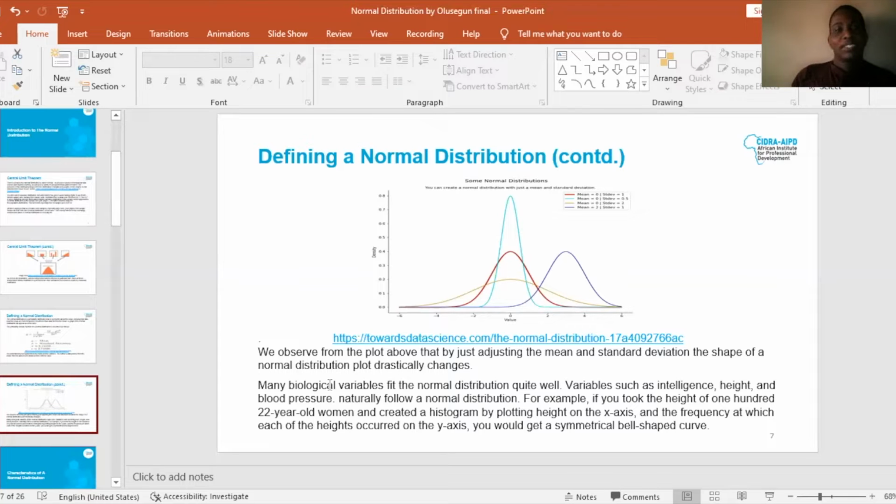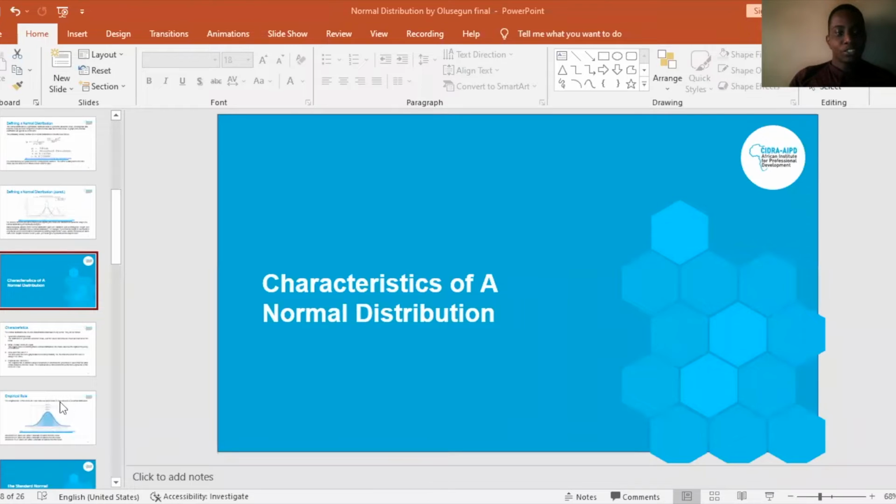So here we've properly defined what a normal distribution looks like and the parameters that fully describe it. With the normal distribution now clearly defined, we go on to discuss characteristics of a normal distribution.